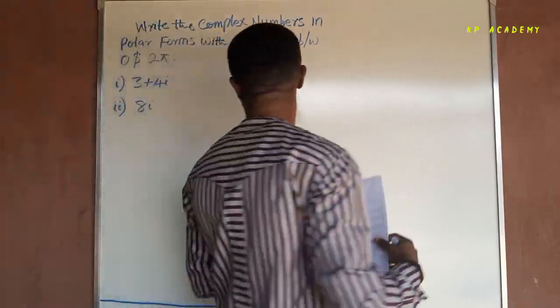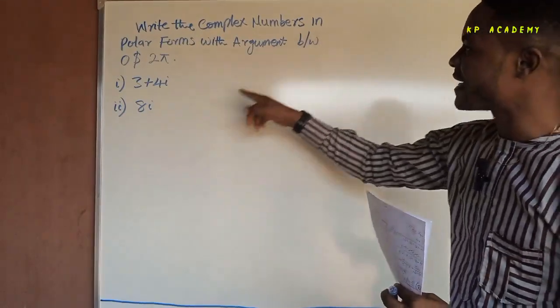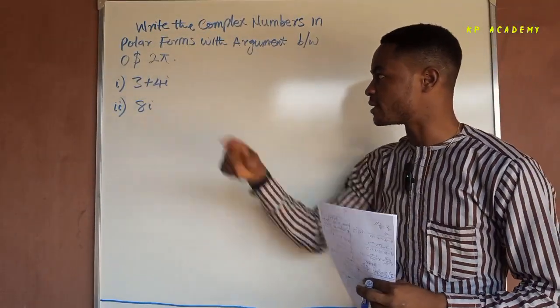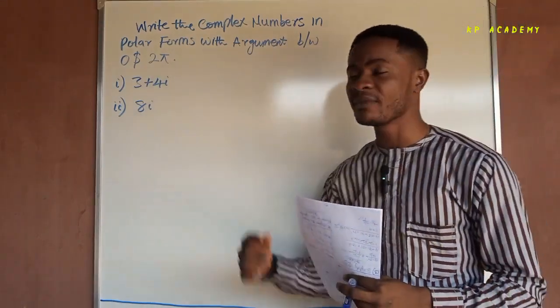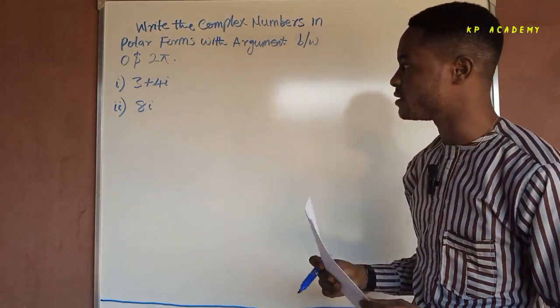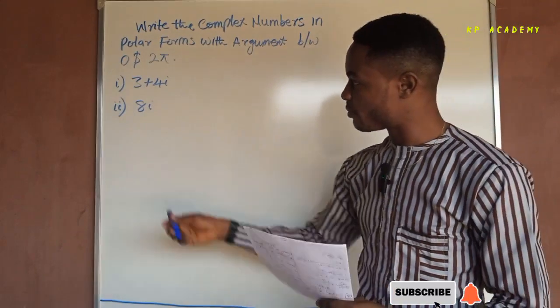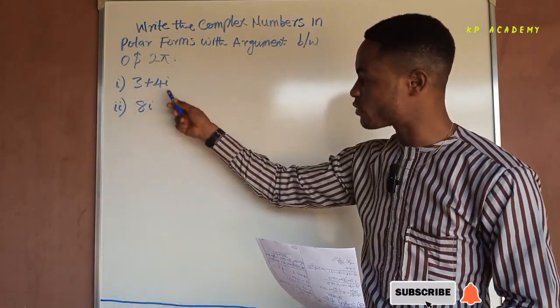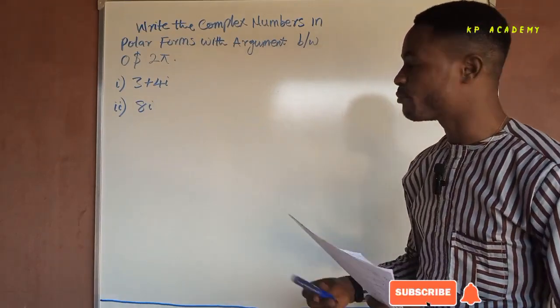This one says, write the complex numbers in polar forms with argument between 0 and 2 pi. Of course, 2 pi means 360 degrees. All right. So these are the complex numbers: 3 plus 4i and 8i. We are asked to write these two complex numbers in their polar form.